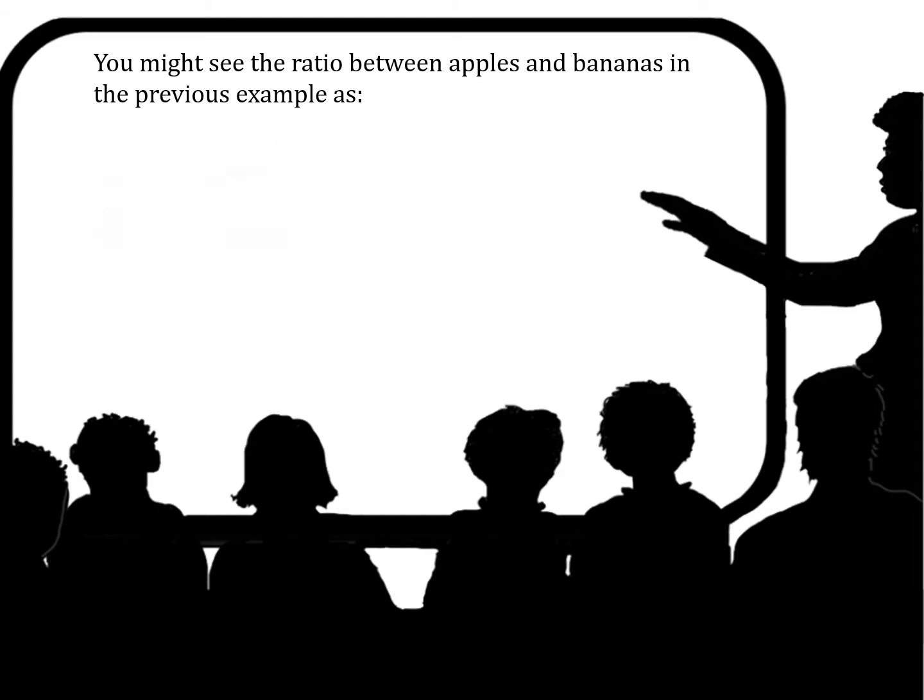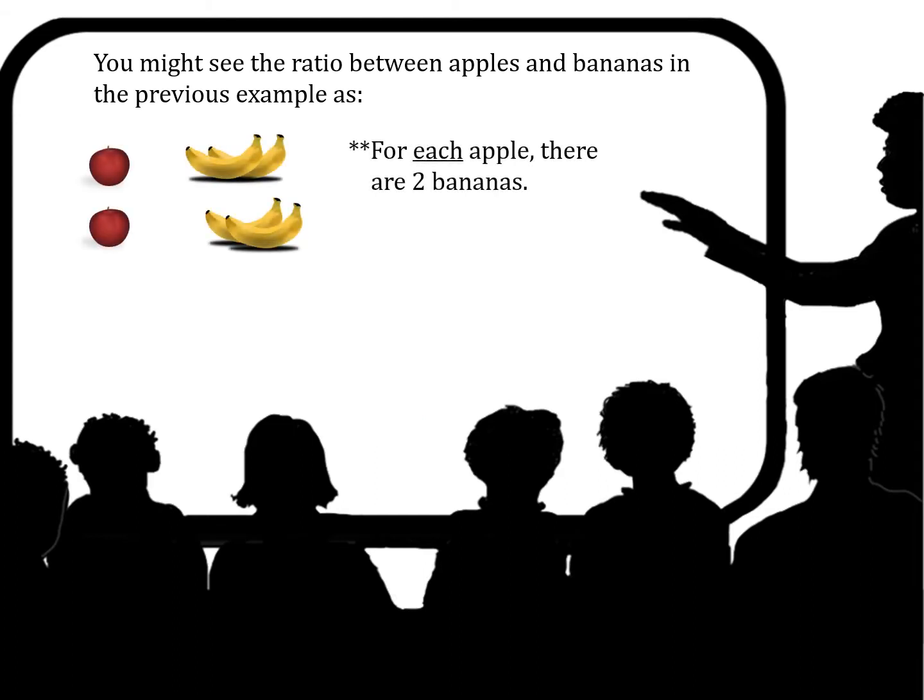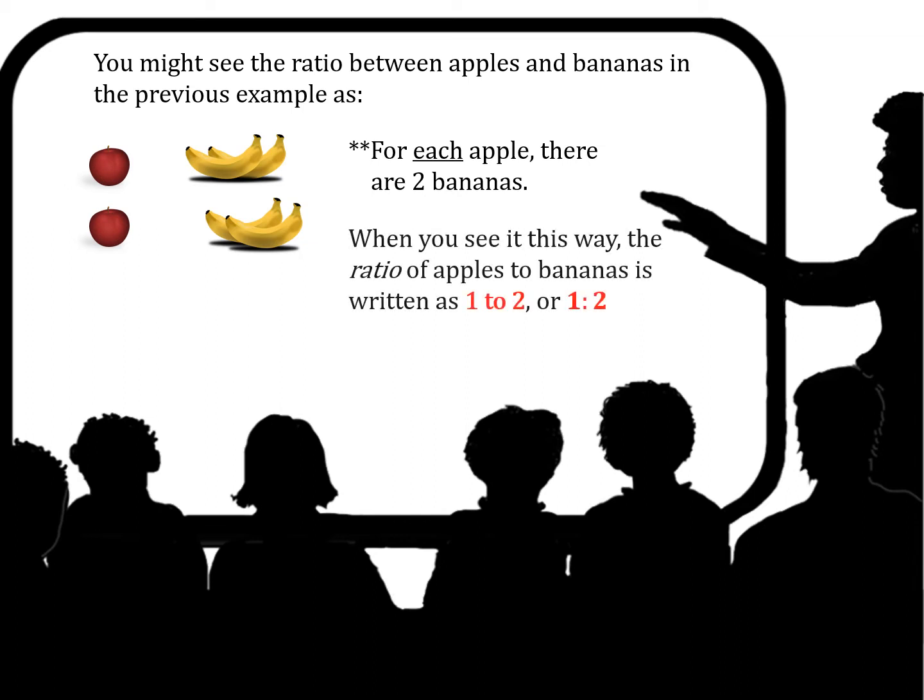You might see the ratio between apples and bananas in the previous example as for each apple there are 2 bananas. When you see it this way, the ratio of apples to bananas is written as 1 to 2 or 1:2. Think about it for a minute. Our initial example, we had apples to bananas was 2 to 4. And in this, we see the ratio as 1 to 2.